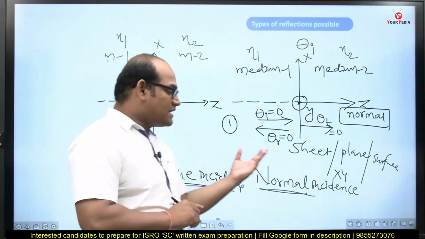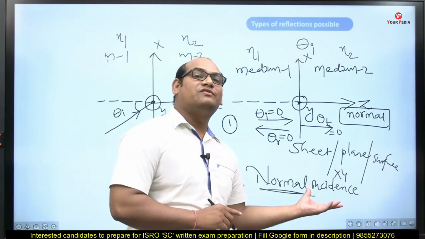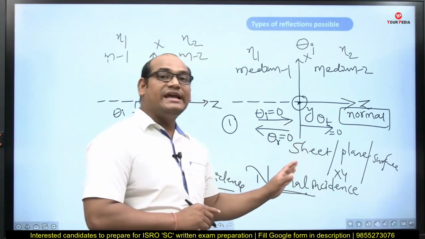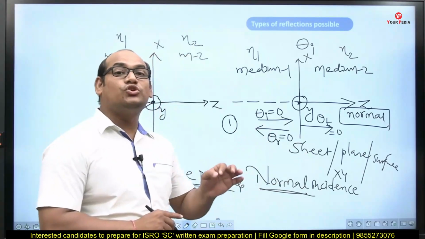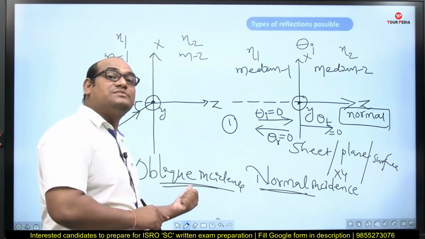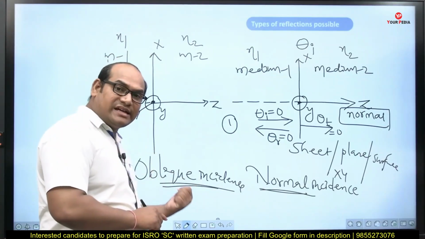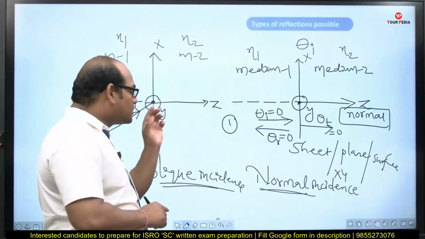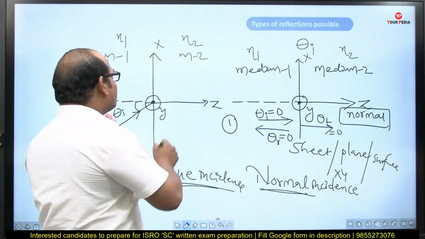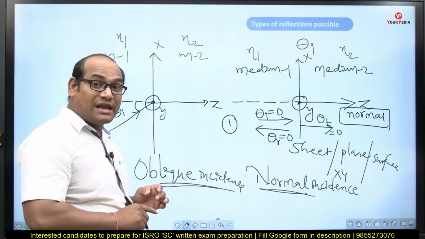So these are the two topics we have in case of reflection. One is normal incidence, where the electromagnetic wave is incident on the interface in such a way that it makes 0 degrees with the normal to the interface. But here, a non-zero angle is made by the incident wave with respect to the normal to the interface. Anyhow, because of the impedance mismatch, what will happen?